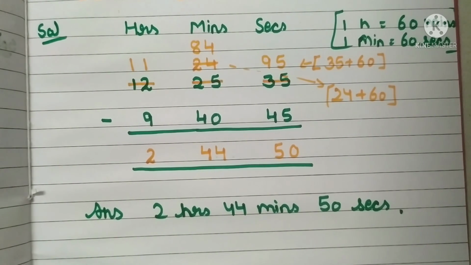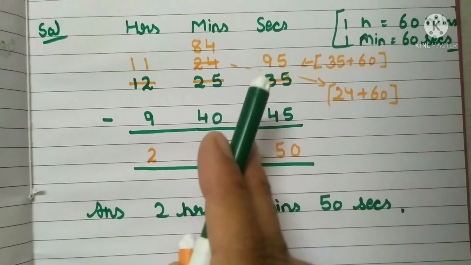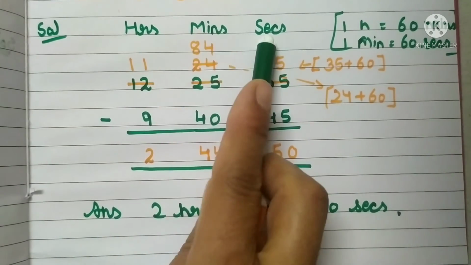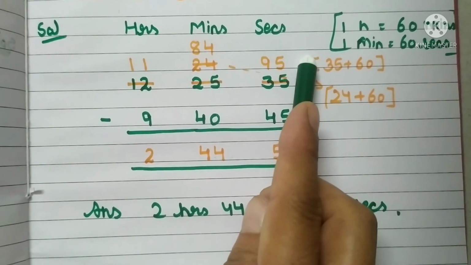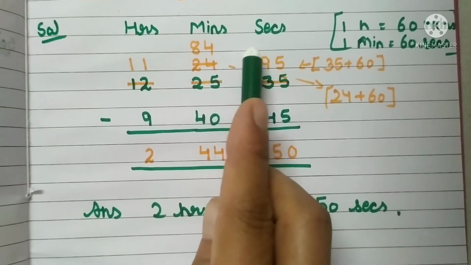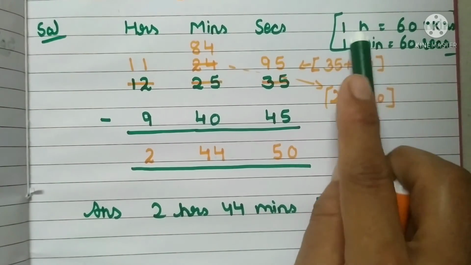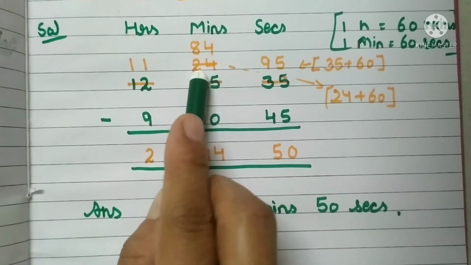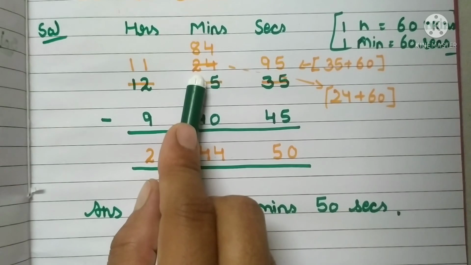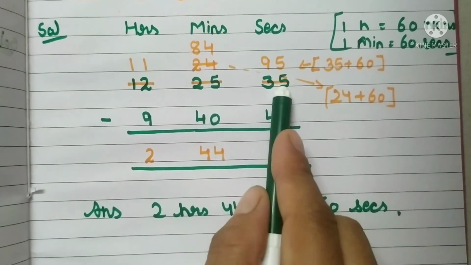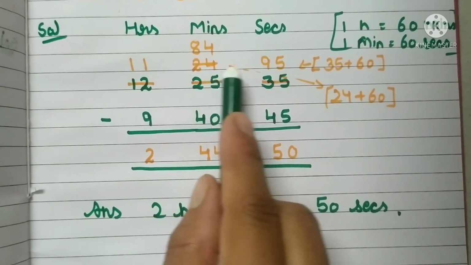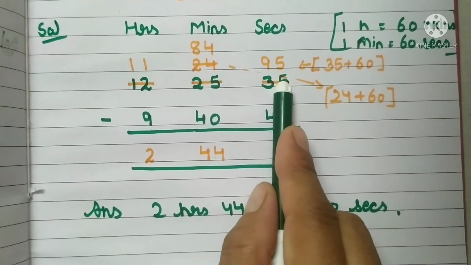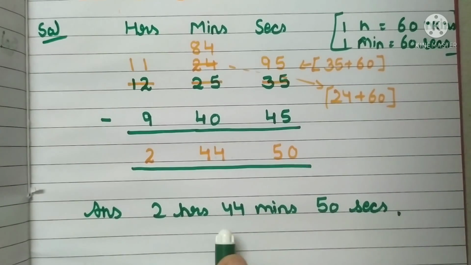So what you have to remember: whenever we have to borrow, we do not borrow 10. When we are doing this in hours and minutes, we have to see this. If you are borrowing from hours into minutes, we have to remember that 1 hour equals 60 minutes. So 1 will be deducted from hours and 60 minutes will be added in the minutes. Similarly, if we are borrowing from minutes, then 1 minute will be 60 seconds. So 1 minute will be subtracted from here and 60 will be added here. So this way you have to do it.